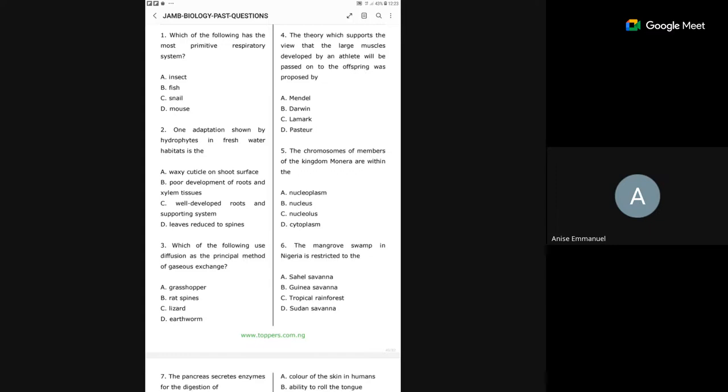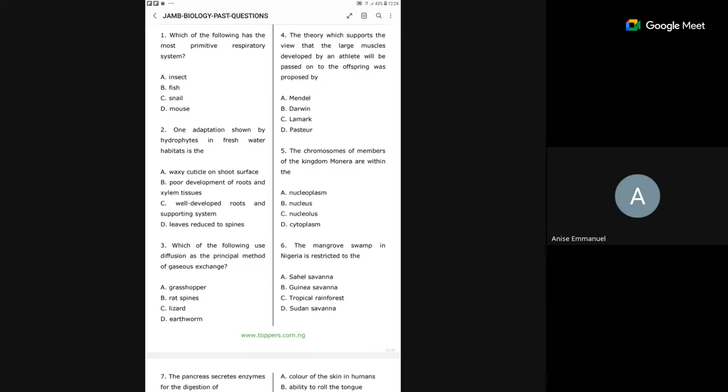Yes. Okay, fine. That theory is called the theory of use and disuse, and it was proposed by Jean-Baptiste Lamarck. He was the one who proposed the theory of use and disuse. So the next one, the chromosomes of members of the kingdom Monera are within the what?